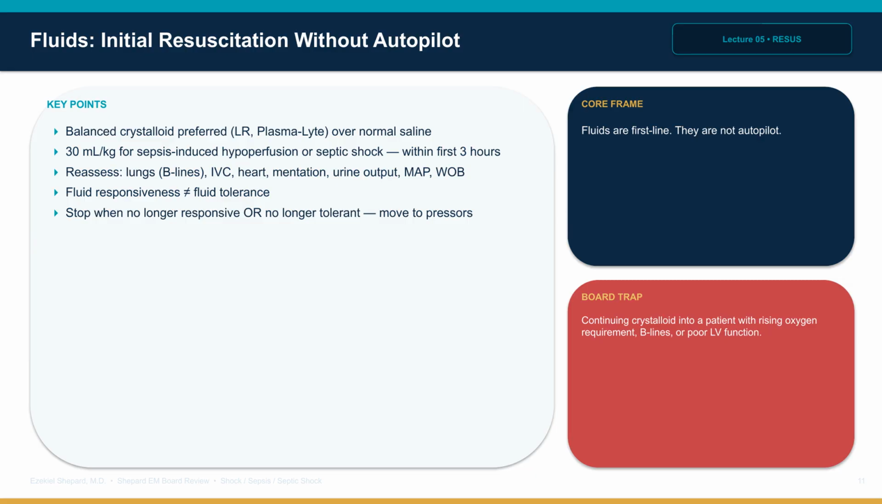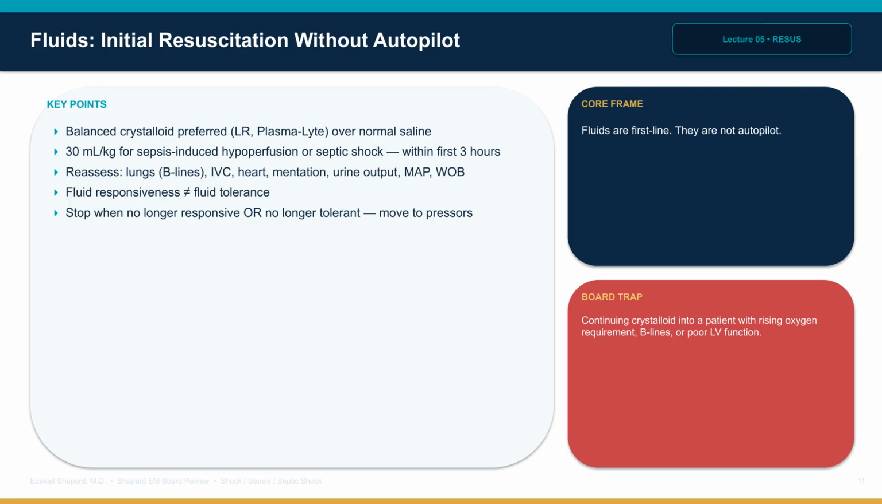The starting target is 30 milliliters per kilogram for sepsis-induced hypoperfusion or septic shock, completed within the first 3 hours. The better ED behavior is repeated reassessment. Check the lungs for B-lines, look at the heart and inferior vena cava, watch mentation, skin, mean arterial pressure, urine output, and work of breathing.